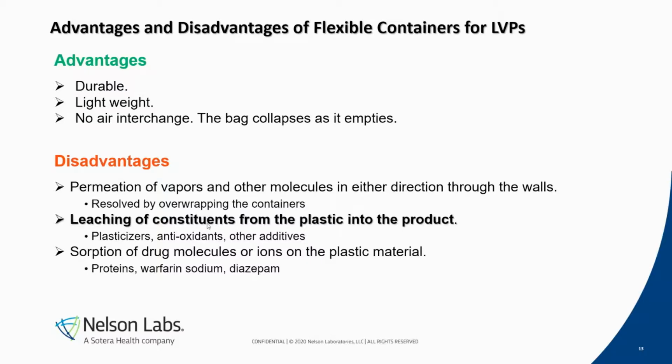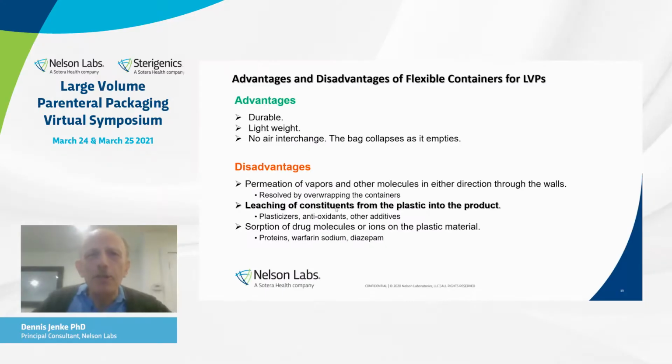Okay, so let's get back to why in the world did people develop flexible containers? Well, the most obvious shortcoming of a glass container is that if you drop it, it breaks. So the most obvious advantage of a flexible container for an LVP is that it's durable. You can drop it, you can punch it, you can do all sorts of things to it, and it won't break. It'll still be intact.